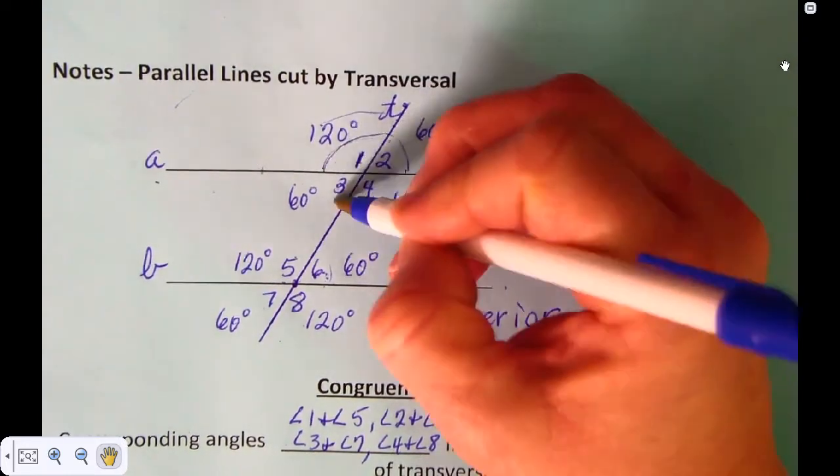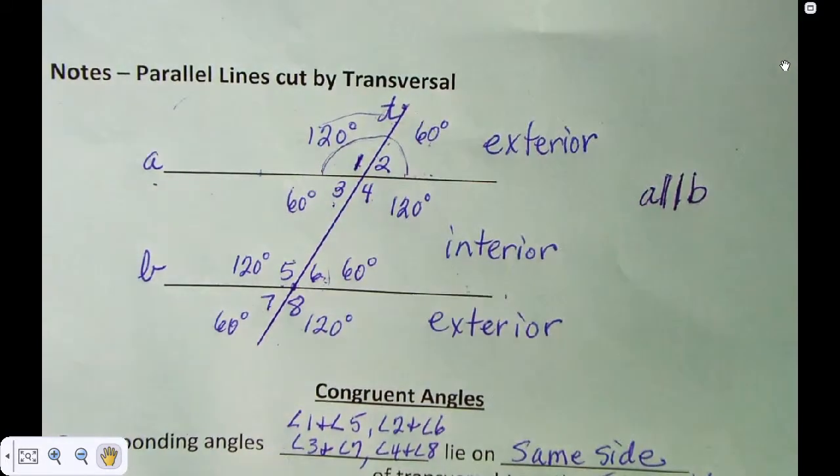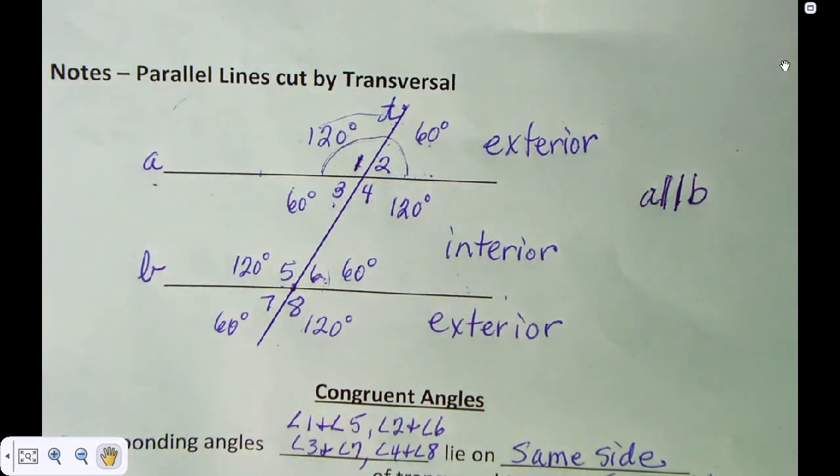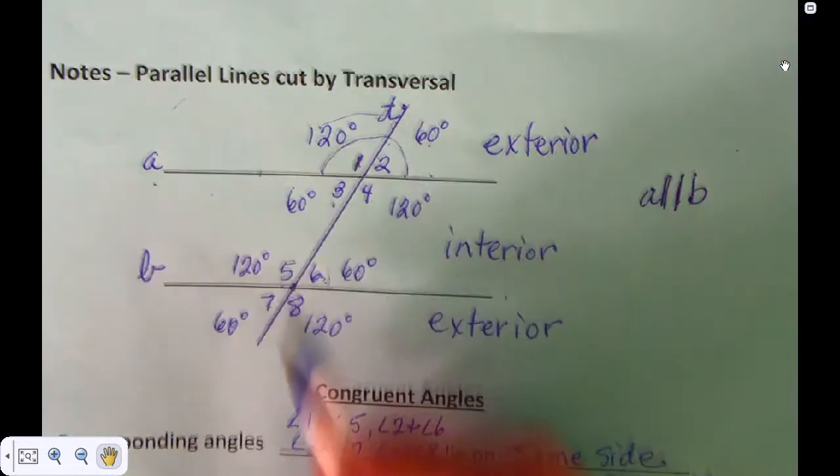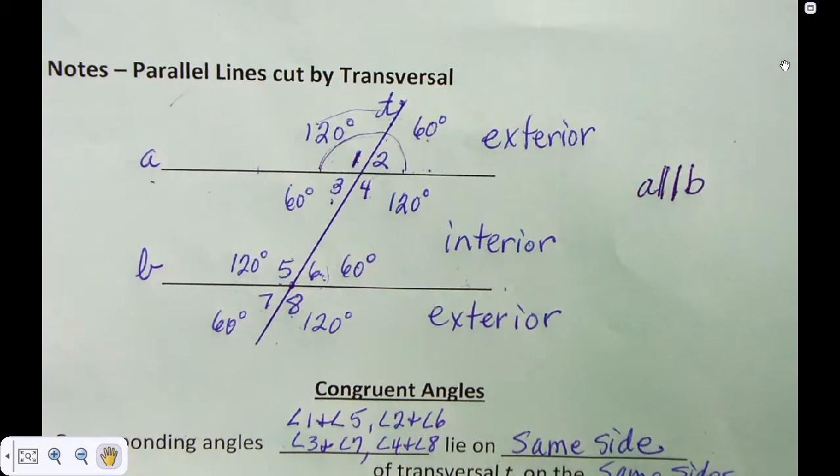Okay? What about 1 and 3? Are they supplementary? What about 3 and 4? 5 and 6? 5 and 8? No. 7 and 5? No. Yes. 6 and 8? 2 and 4? 1 and 2? Okay, now, so they're all supplementary, except for 5 and 8 that we named.